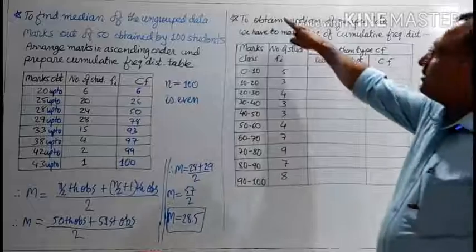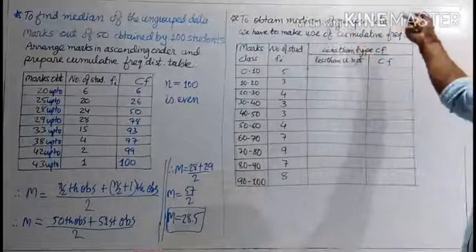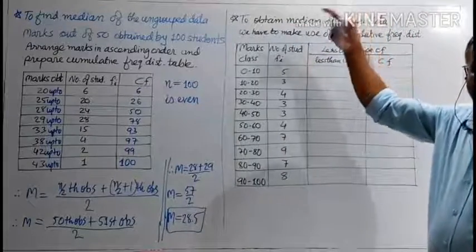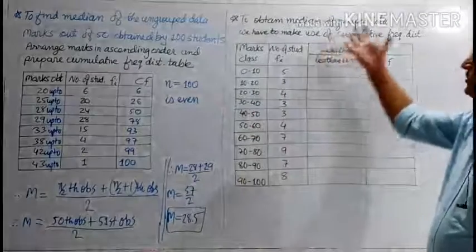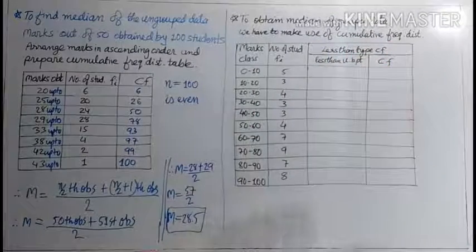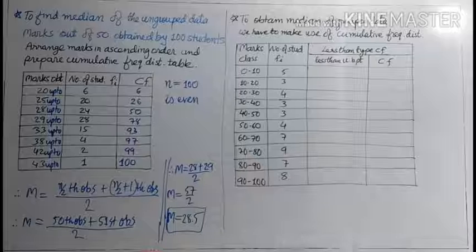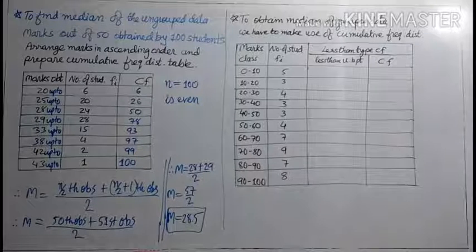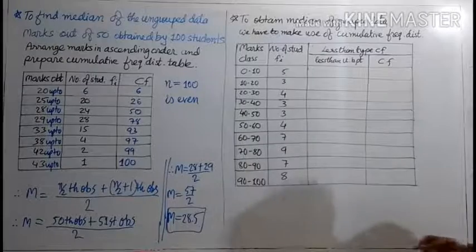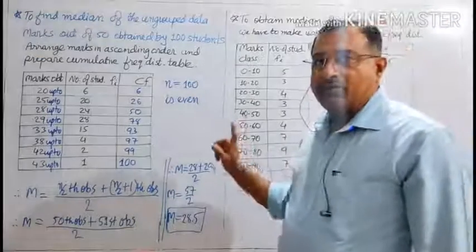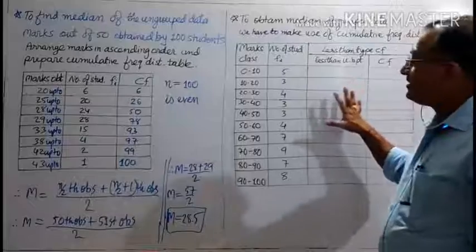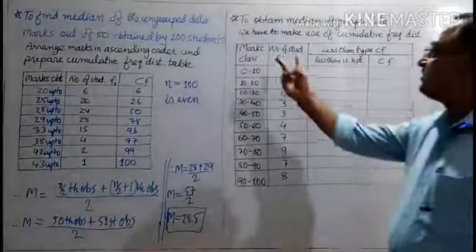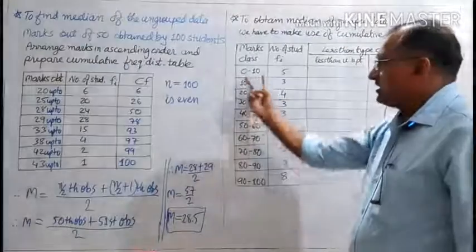Now we have to obtain the median of grouped data. This we have studied last year also, but now this year grouped data, median of grouped data. So to find the median of grouped data, we have to make use of cumulative frequency distribution, less than type and more than type, because here we are dealing with grouped data, classes are there.